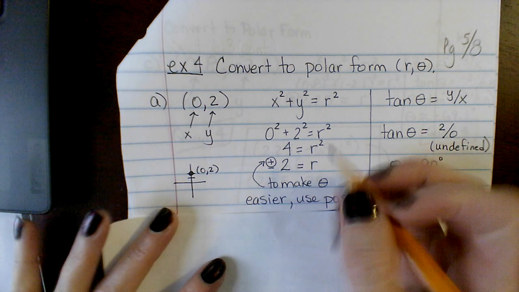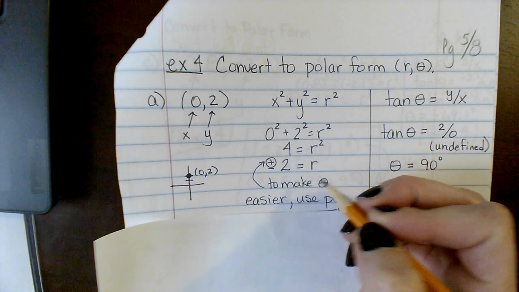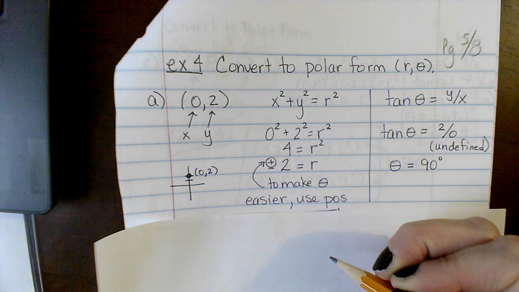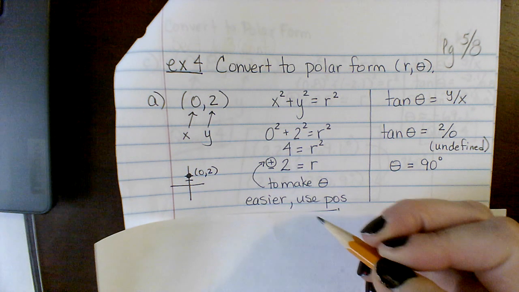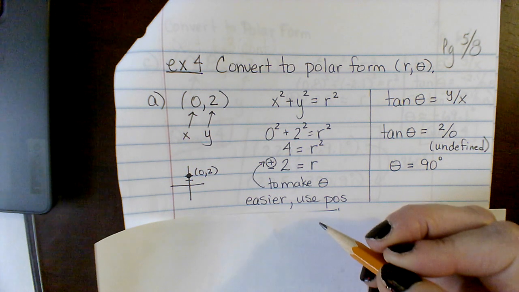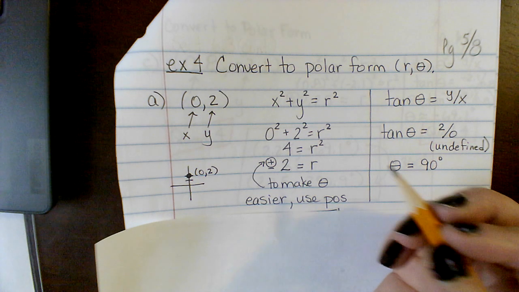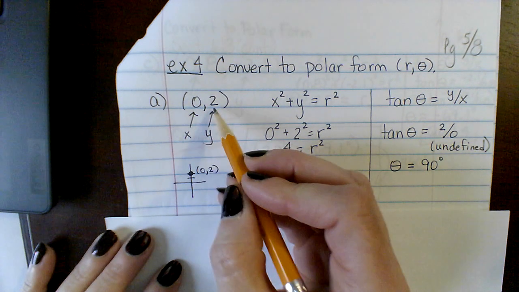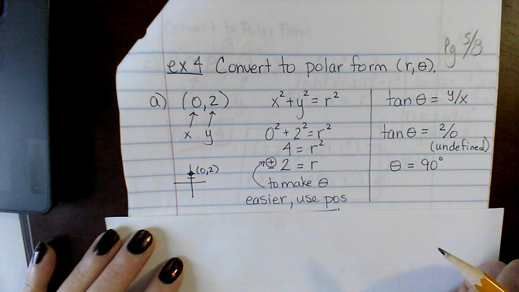Now, here's the thing. When you get to this point right here, and we have that r squared is 4, remember when you take the square root, it's a plus or minus. Now, how do we know which one to use? Really, you could use either one, and I'm going to show you how that works. But for now, let's just use the positive one, just to make things a little easier for us. Also, if I graph 0, 2, we know it's right up here. So let's use that positive 2.